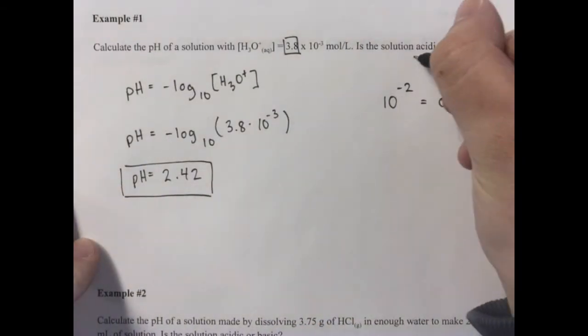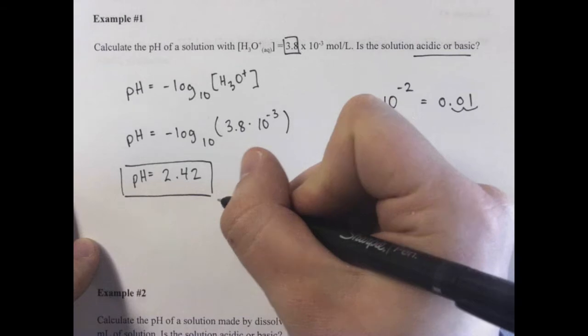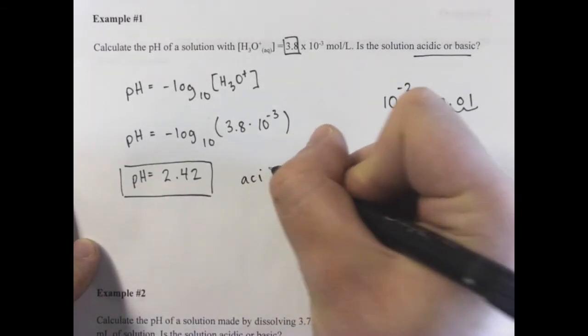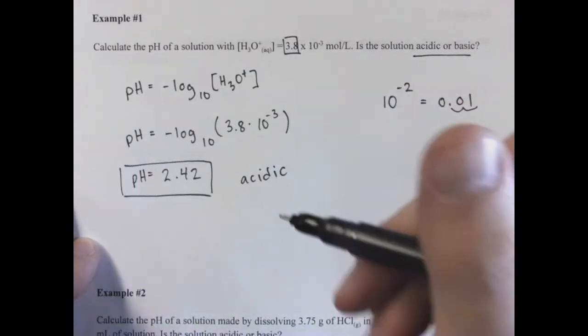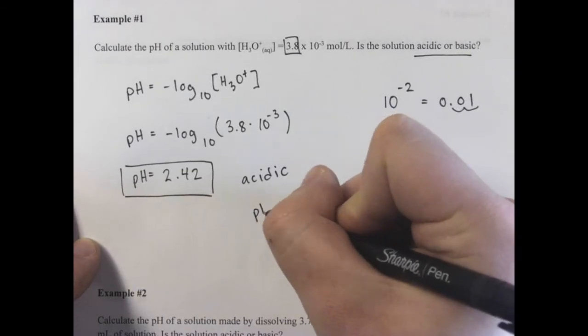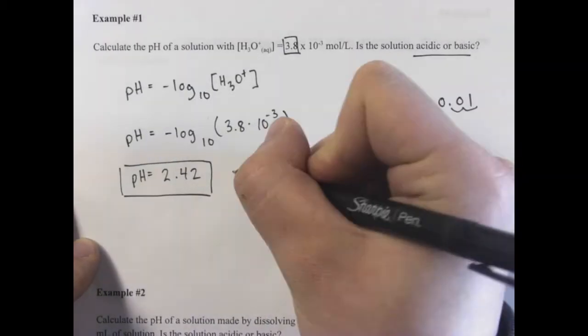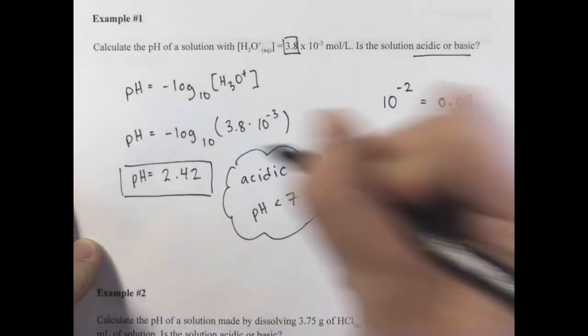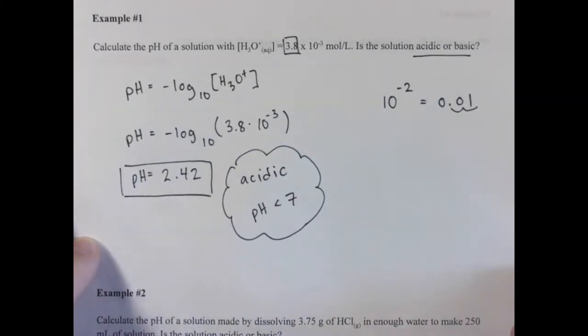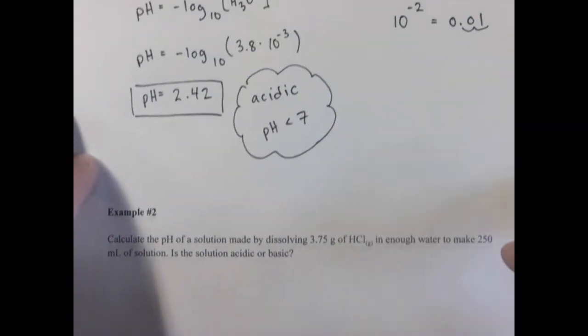Is it acidic or basic? This is definitely acidic because it's less than 7. All right, pretty easy example. Let's move on to example 2.